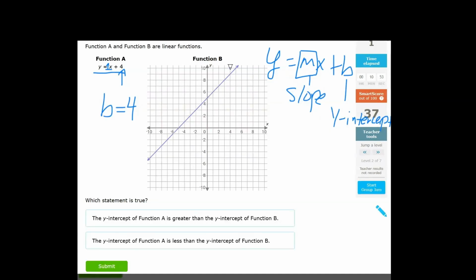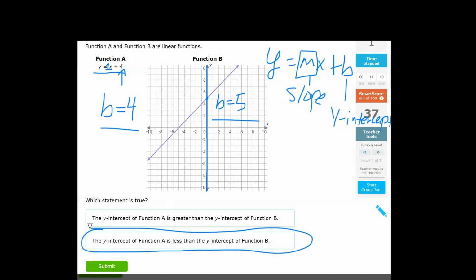And for function b, well, the y-intercept is just where the line crosses this vertical y-axis, okay? And so it looks like they meet about here, and that's about positive 5. And so we have a y-intercept of positive 5 for function b, okay? And so it looks like the y-intercept of function a, which happens to be 4, is less than the y-intercept of function b, which is 5. So it'll be down here, this option here.